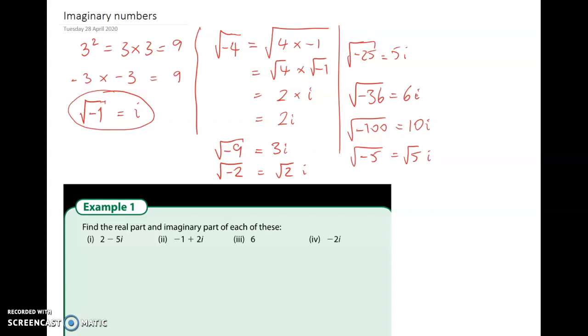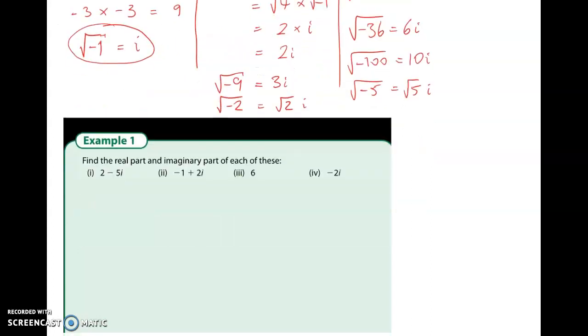Okay. So moving on then, if we were to look at now this idea of a complex number. So what is a complex number? A complex number is just a mashup of a real part and an imaginary part. Okay, so a complex number, you have a real part and you're adding on to that an imaginary part. So here's an example. We've got 2 minus 5i. So the 2 is the real part, and the minus 5i is the imaginary part.